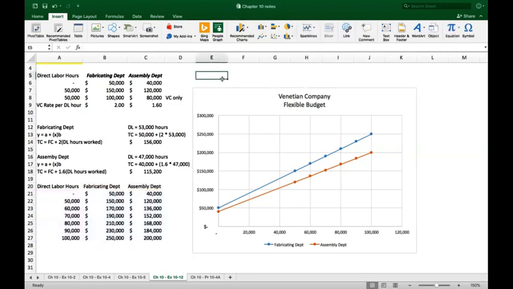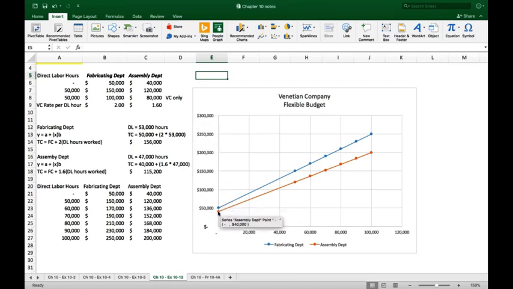There are several different ways in which you can do it. So what I did was I highlighted the relevant section I wanted. I clicked insert, and then I clicked on recommended graph, and I chose the line graph. And you will see in the legend, the blue color line is the fabricating department. The orange color line is the assembly department. In my x-axis over here, the horizontal axis, I have the hours. In my y-axis, I have the dollar amount.